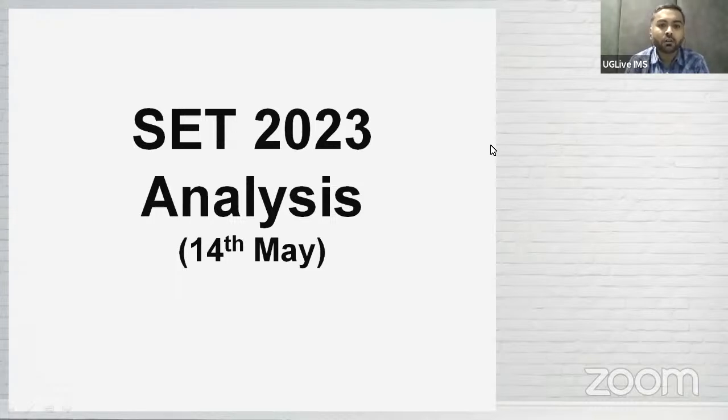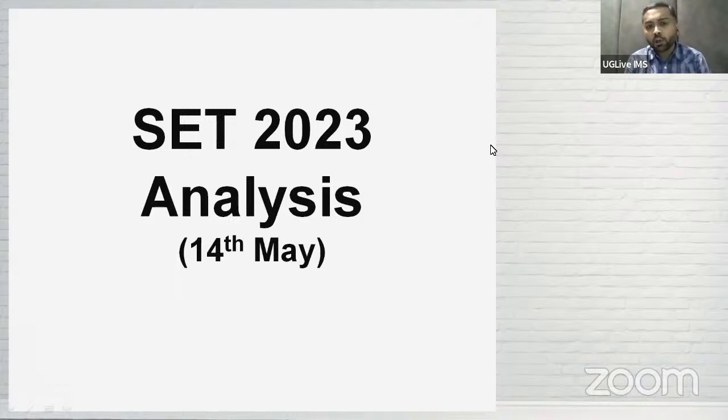We'll be analyzing SET 2023 second slot, which was conducted today. Before we start with this analysis, let me take you through the SET 1 analysis, a quick recap of that. As I said in the SET 1 analysis, it was clearly written in the instructions that Symbiosis would try to replicate all the slots on similar lines so that there is very little margin of error when it comes to giving the ranks, and they were not going to rationalize the scores.